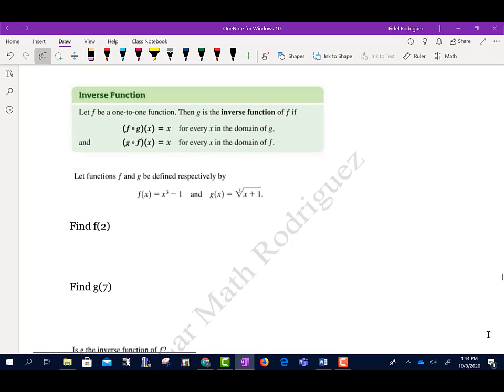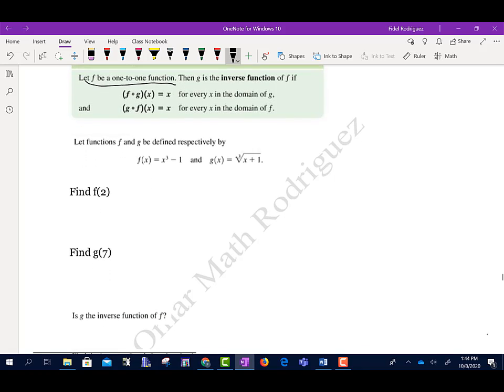All right, so we have something called an inverse function. First off, it says, let the function f be a one-to-one function. Then g is the inverse function if f composed with g of x is equal to x for every x in the domain of g, and g composed with f of x is equal to x for every x in the domain of f. Okay, so let's see if we can figure out what's going on here.